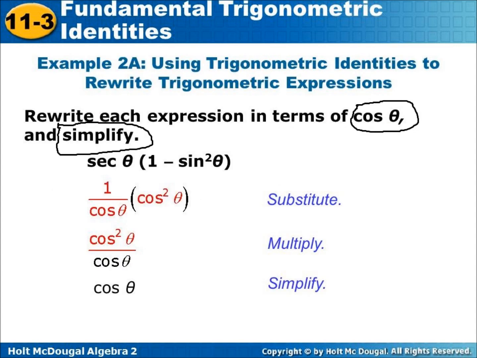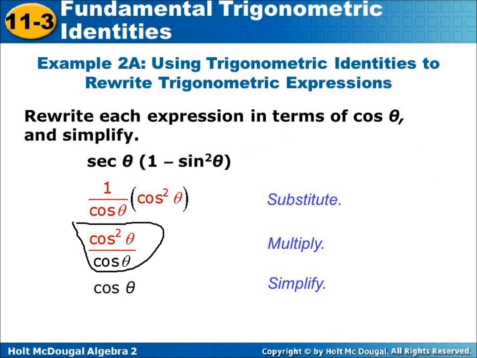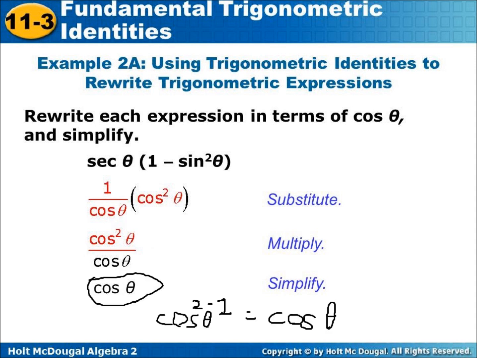We want to rewrite this expression so that it is only made up of cosines and we simplify it. We turn secant into 1 over cosine with reciprocal identities, and according to Pythagorean identities, cosine theta squared plus sine theta squared is equal to 1. So if we subtract sine squared on both sides, cosine squared is equal to 1 minus sine squared, which is why we substitute 1 minus sine squared with cosine squared in this expression. Multiply both of them, and we get cosine squared over cosine theta. Using the properties of exponents on division, we can simplify it to cosine theta.